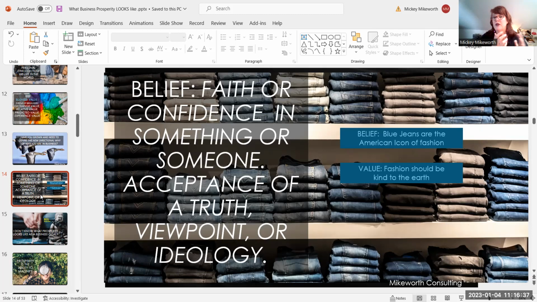So a belief may look like, blue jeans are the American icon of fashion, right? Because I'm working on a fashion project, and that's a belief. Okay, well, but the value for that company is that fashion should be kind to the earth, and blue jeans are not very kind, and we have lots of issues around environmental problems and blue jeans. And blue jeans also have a lot of magical qualities. So when we were talking about fashion in general for this, it was to really say, what's the belief versus the value? And how can we talk about beliefs versus values?